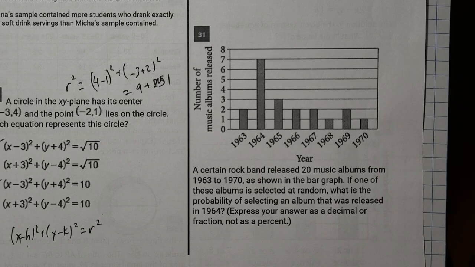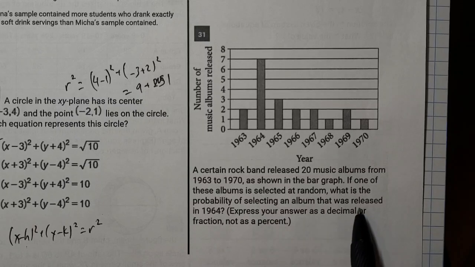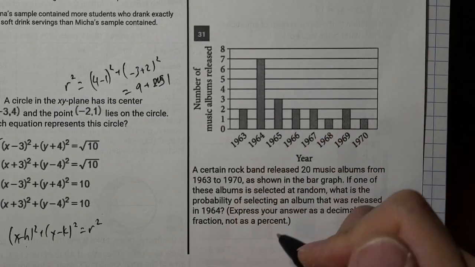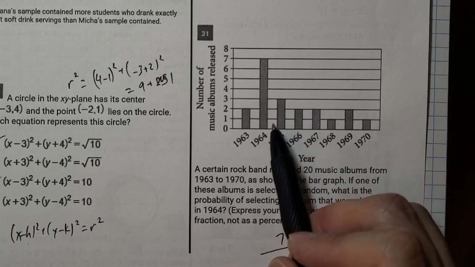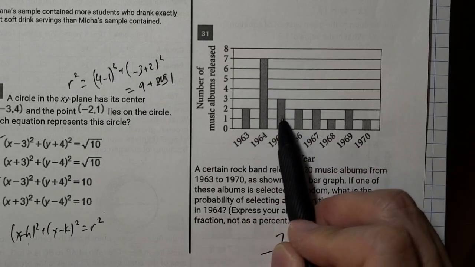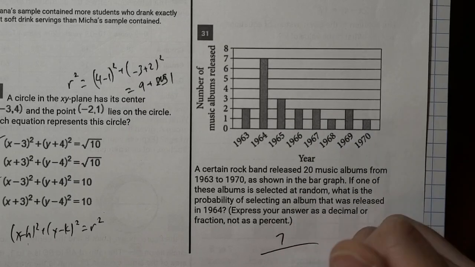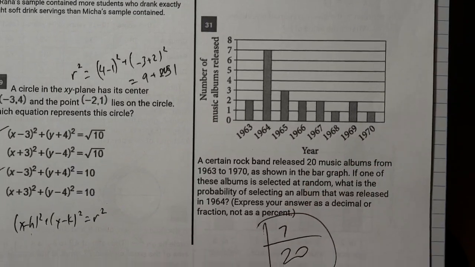A certain rock band released 20 music albums from 1963 to that. If one of the albums is selected at random, what is the probability of selecting an album that was released in 1964? In 1964, how many are there? 7, over how many are there total? It's 7, 8, 9, 10, 11, 12, 13, 14, 15, 16, 17, 18, 19, 20. So 7 over 20. That's the answer. You write it as a fraction.